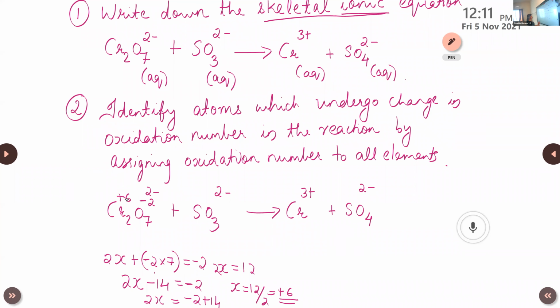Then again, we can find out the oxidation state of sulfur. All of you please try to find out the oxidation state of sulfur. Here the oxidation state of oxygen is minus 2. You can take the oxidation number of sulfur as X. Using the same technique, just find out the oxidation state of sulfur.